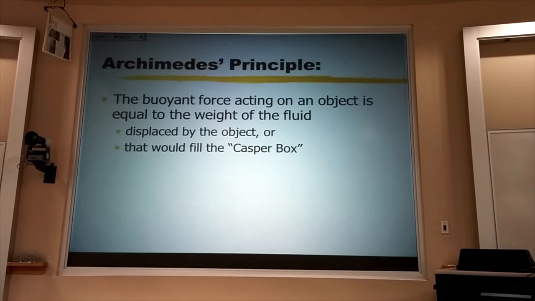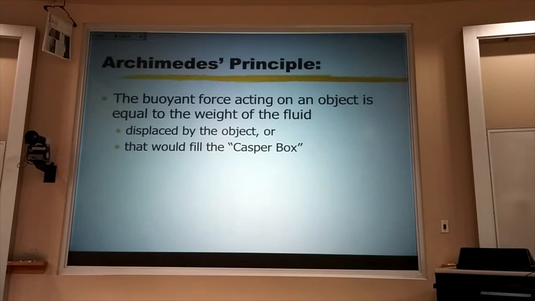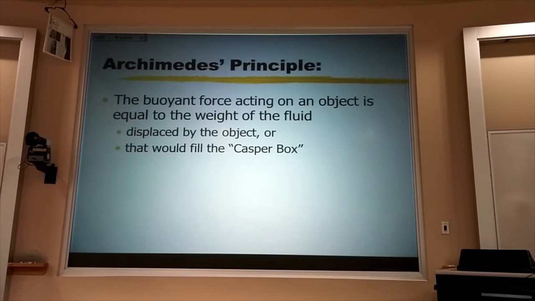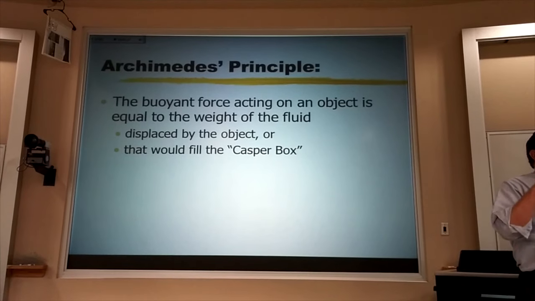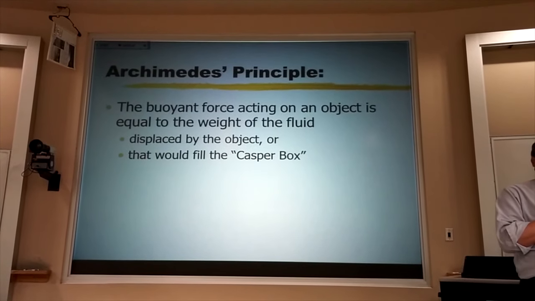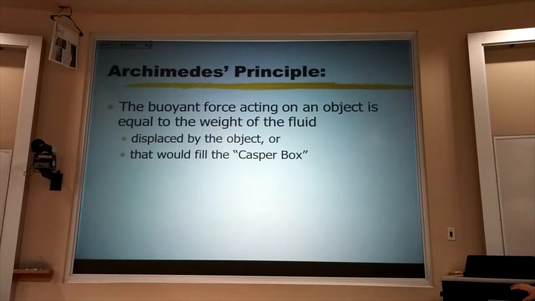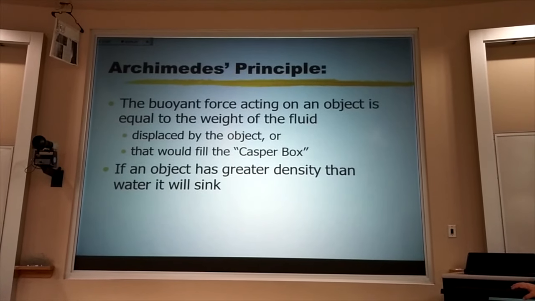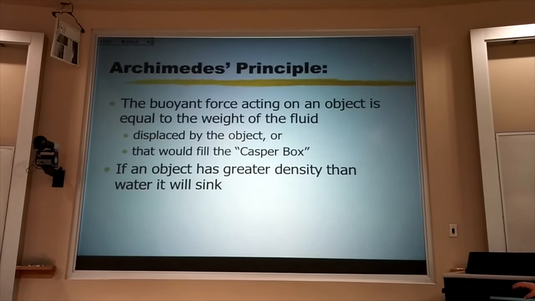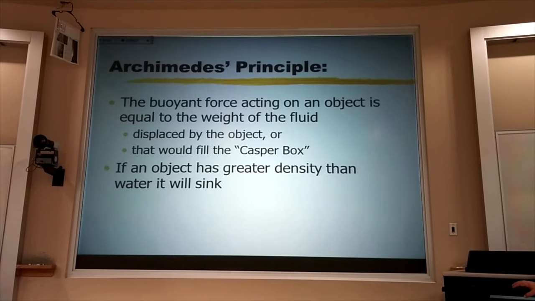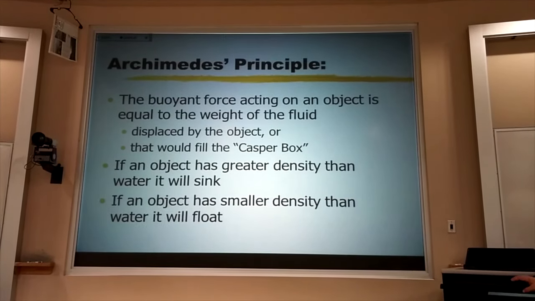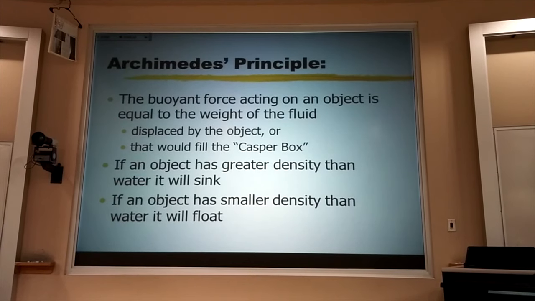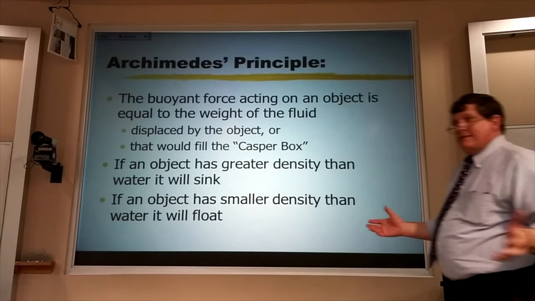Okay. So, this is Archimedes' principle in a nutshell. The buoyant force acting on an object is equal to the weight of the fluid that's displaced by the object. Another way of thinking of that is the weight of the fluid that would fit in the Casper box. As a consequence, if an object has a greater density than that of water, it will sink in water. If it has a smaller density than that of water, it will float in water. And that's what you learned in the third grade.